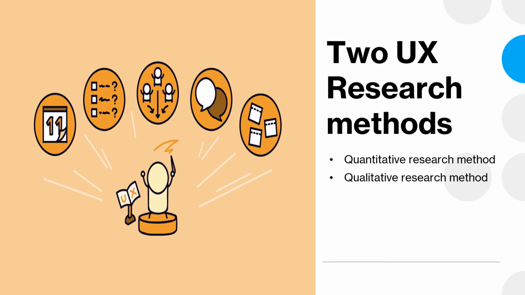So there are two types of UX research methods. Please bear in mind that I said research methods and not research tools or planning tools. Two UX research methods, and those are quantitative research method and qualitative research method. So please just bear in mind that these two, qualitative and quantitative, are UX research methods, not UX research tools or UX research planning tools.